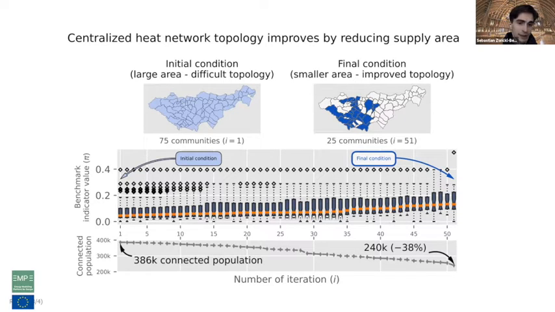But we also see that the people that could be connected to the centralized heat networks decreases here, for example, by almost 40%, which means, for example, in the end, of course, that we remove a specific sustainable alternative to decarbonize the heat supply in these specific regions. But from a perspective of a heat supply company, we improve the topology and also the efficiency of the centralized heat network.